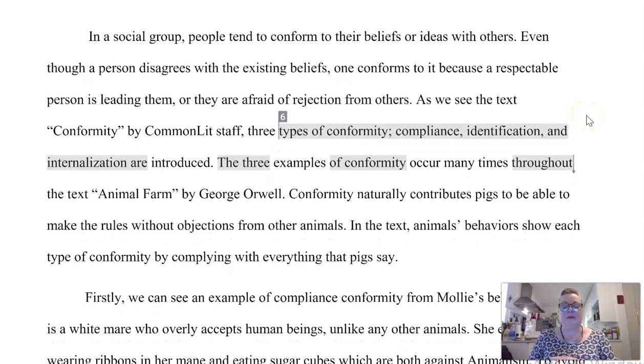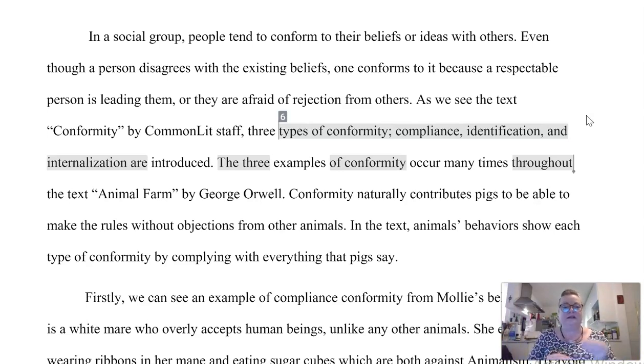In a social group, people tend to conform to their beliefs or ideas with others. Even though a person disagrees with existing beliefs, one conforms to it because it's a respectable person leading them, or they're afraid of rejection from others. Okay, broad. Now she starts to talk about the two texts.